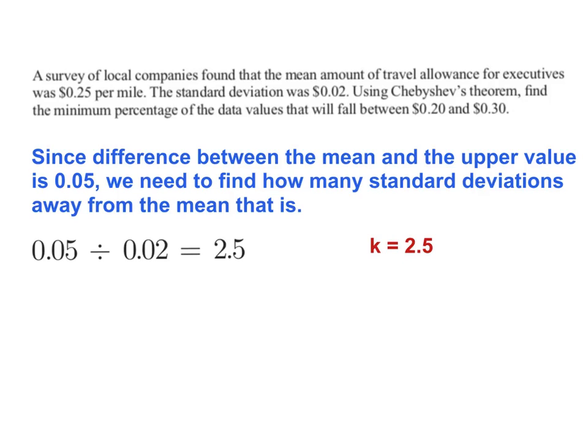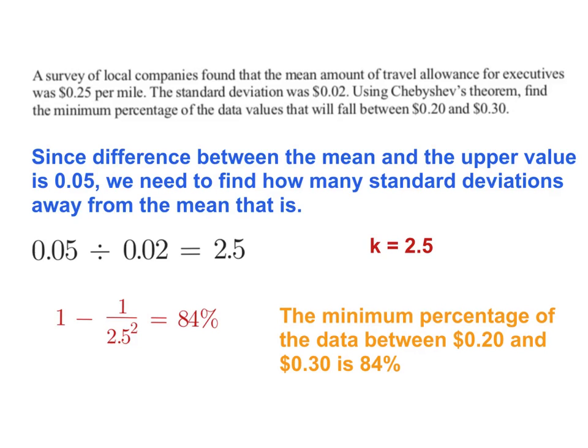And so we can say what percentage of all the data will fall between 20 and 30 cents. So 1 minus 1 over 2.5 squared. Again, K is 2.5. You can put that all in your calculator. 84%. So the minimum percentage of data between 20 and 30 cents, and it could be more, is 84% of the data.